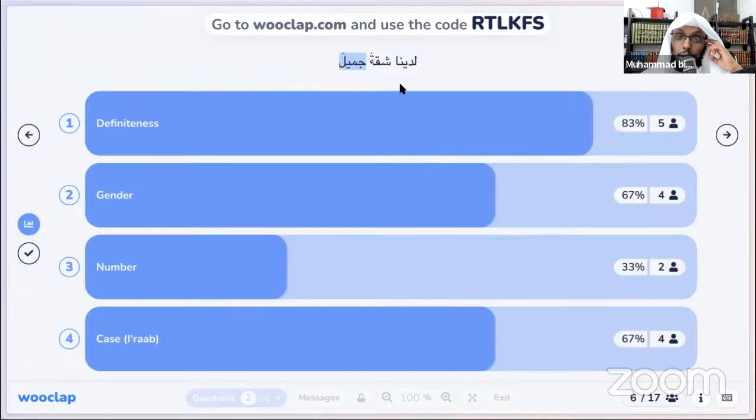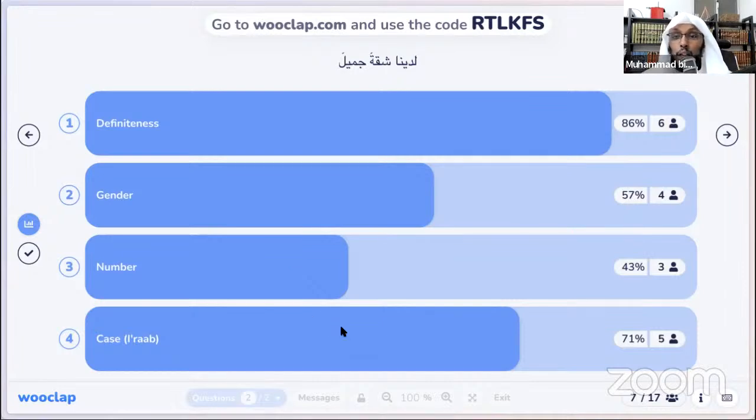If there's no agreement, then leave it blank. In other words, do these two words agree on definiteness? Do they agree on gender? Do they agree on number? Do they agree on i'rab? Yes or no? Yes, click. No, leave it blank.